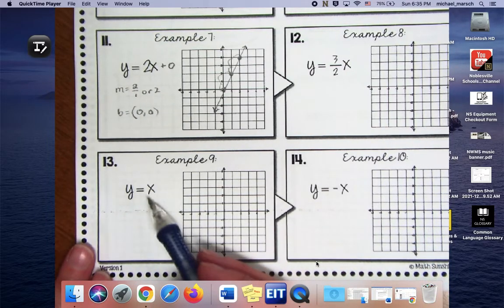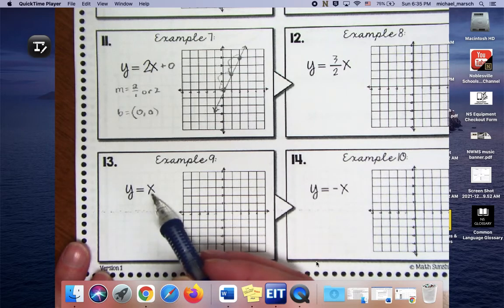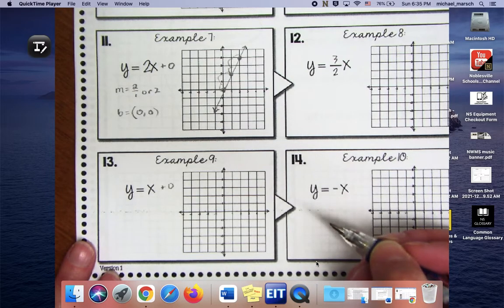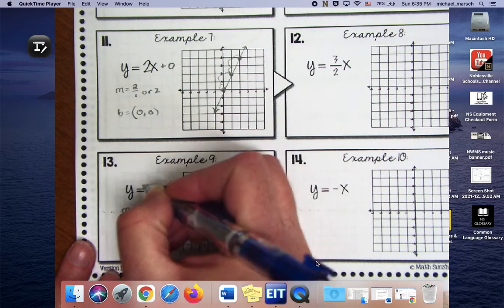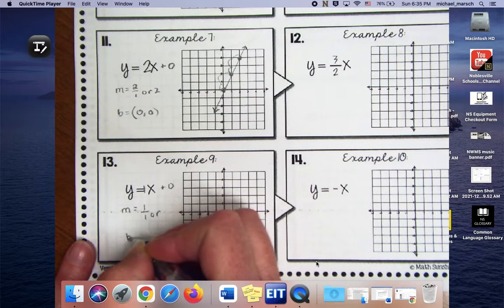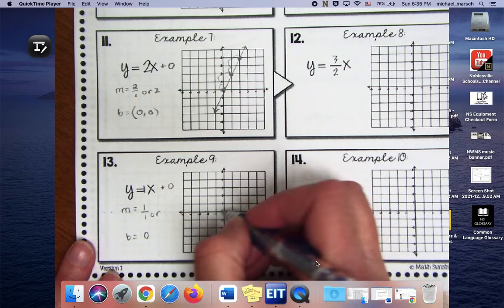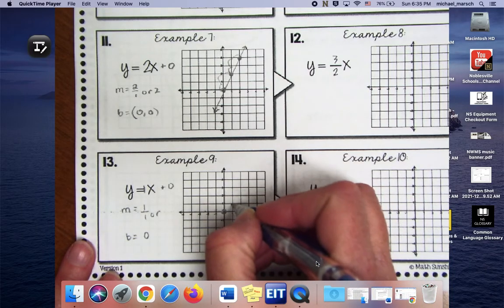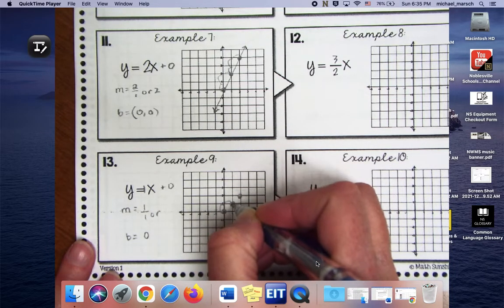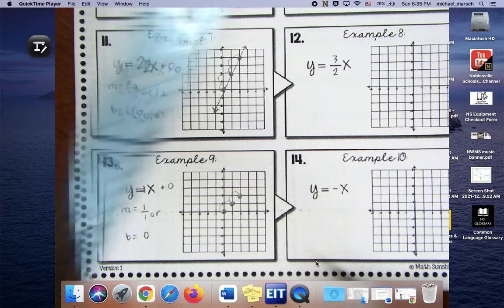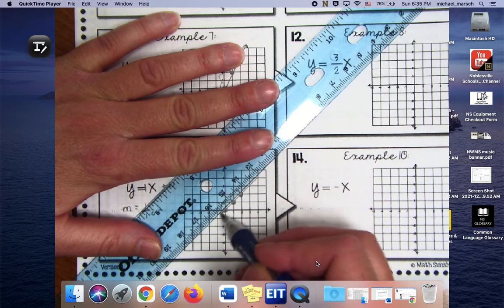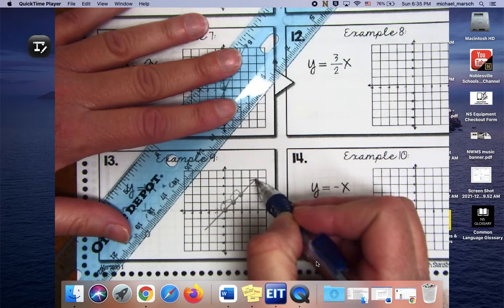Number 13 looks kind of strange, right? y equals x, there's nothing else. Well, this would just be like x plus 0. So my slope, remember there's that secret 1 there, is 1 over 1. My y-intercept again is 0. So I'm going to start here at 0, rise 1, run 1. So it looks weird, but that's just how it is when you identify it as slope and y-intercept.